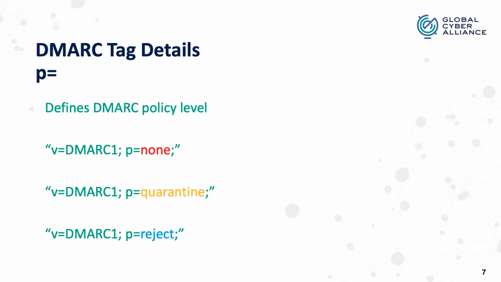So the next tag is p=. That's for your policy level. That's defining your conformance and policy level. And you only have three options. The options are none, quarantine, or reject. You can't have both or two. You can't have none and quarantine. You can't have quarantine and reject, or any combination. It's only these three options, because you can only have one DMARC policy per domain.